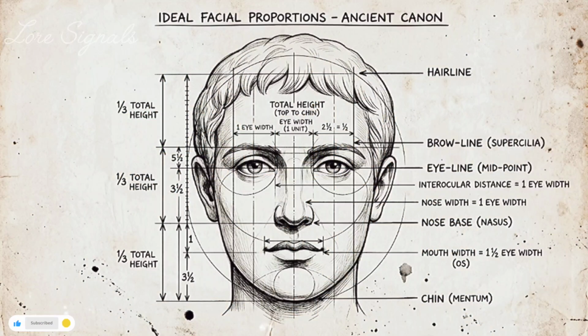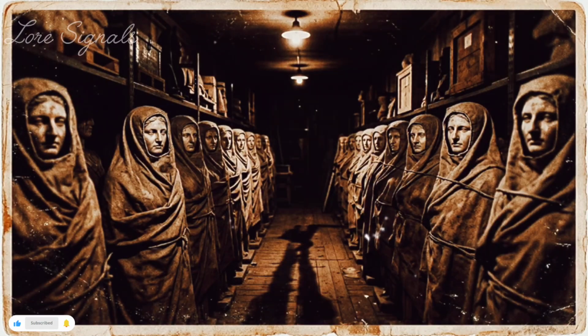The expressions rarely change. The eyes are calm and distant. The mouths remain neutral, almost suspended between emotion and emptiness. The symmetry is precise, not perfectly identical, but consistent enough to create a quiet sense of repetition.